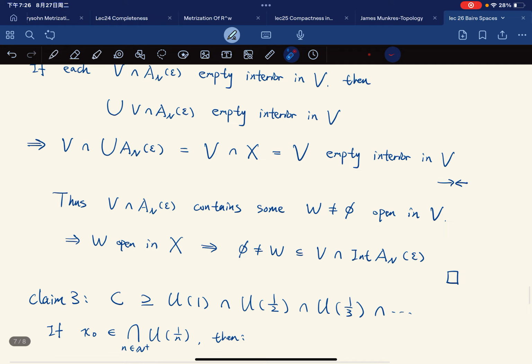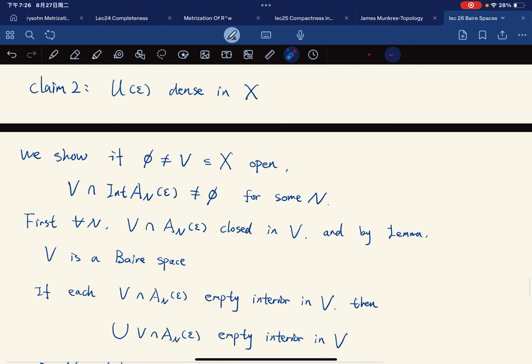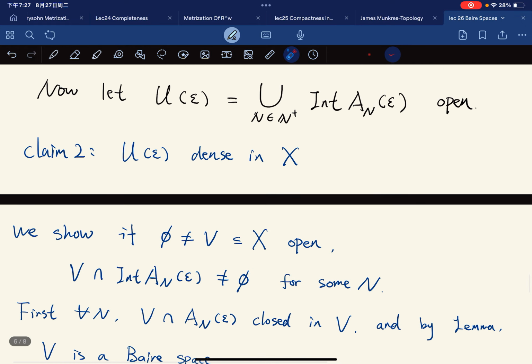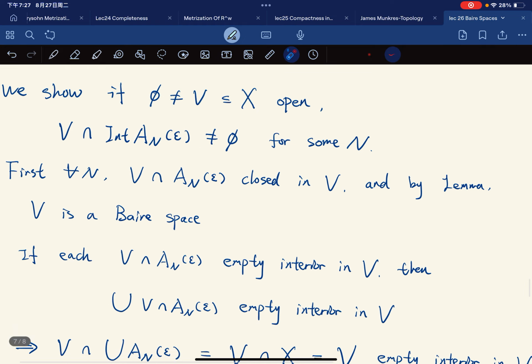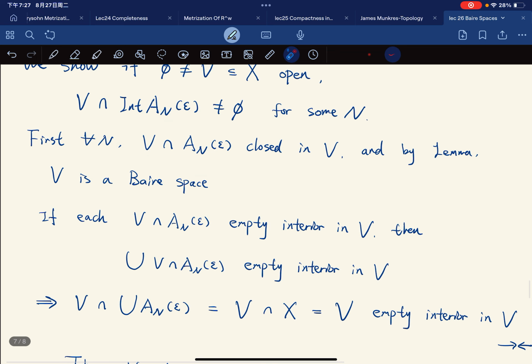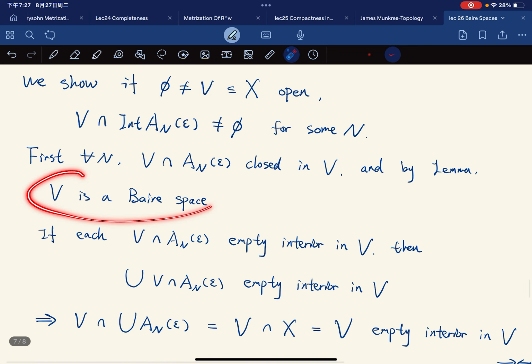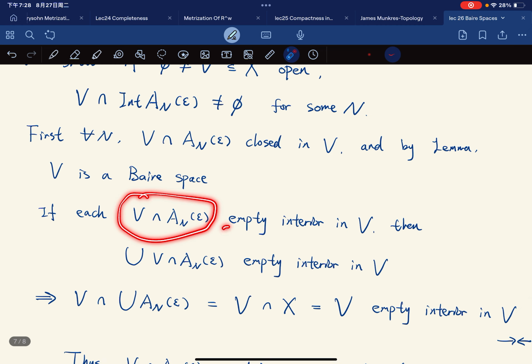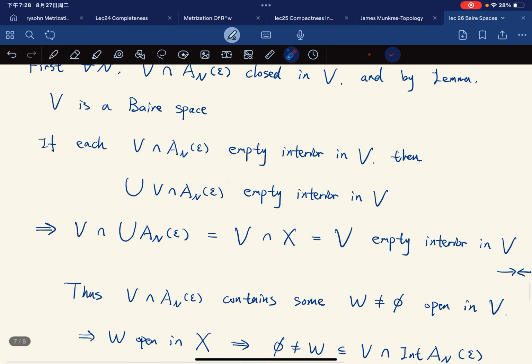So to show that they are dense in X, we want to show that if V is a non-empty open set, then it must intersect with U_epsilon, which means it must intersect with the interior of A_n. And to do this, first of all, because A_n is closed in X, this is closed in V. And by the lemma, because V is open, V is a Baire space. So they're closed in V, and V is a Baire space.